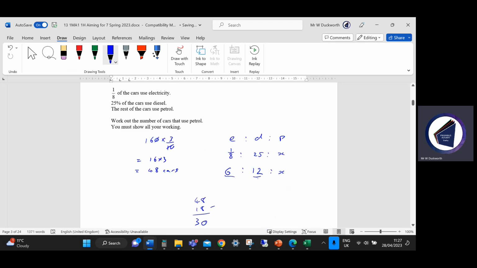Right, let's look at the mark scheme then. For question 3, we're looking at if we've got as far as 16, that's 1 mark. Second mark is for 48. Then we've got 1 mark for 6, 1 mark for 12, and 1 mark for 30.